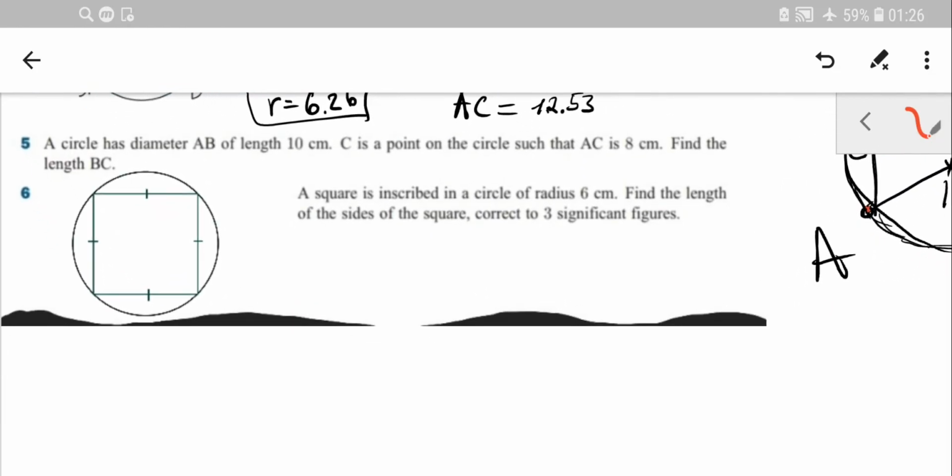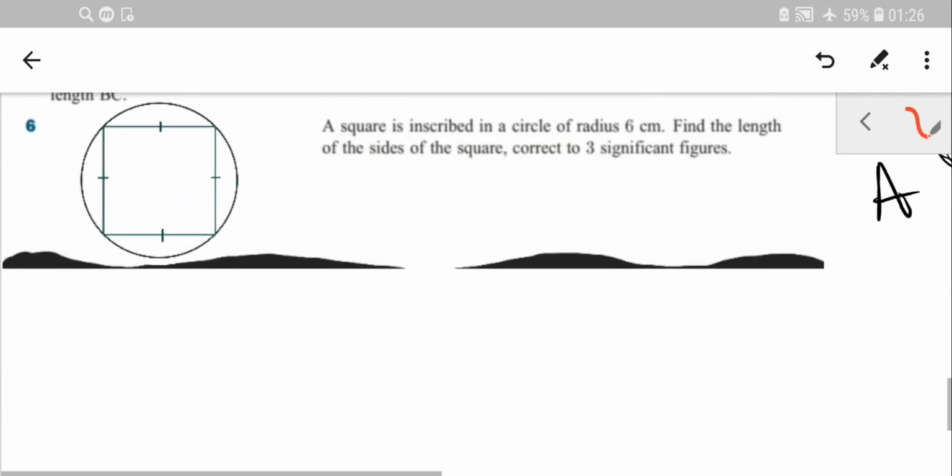And the last one. A square is inscribed in a circle of radius 6. Find the length of the side of the square. Alright, so we have the radius of 6. So put in the middle point, which is the center. And what I'm going to do, I'm just going to put the radius. Basically, it's better to put the diameter. Alright, this is the diameter. And if the radius is 6, the diameter is 12.